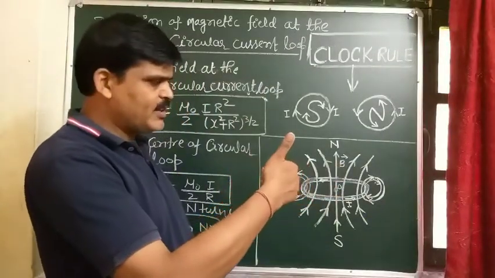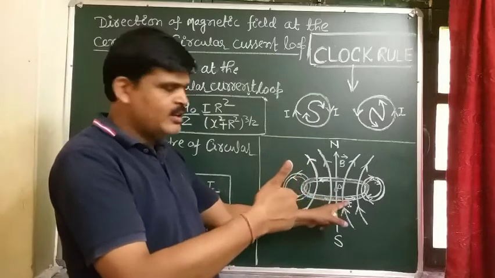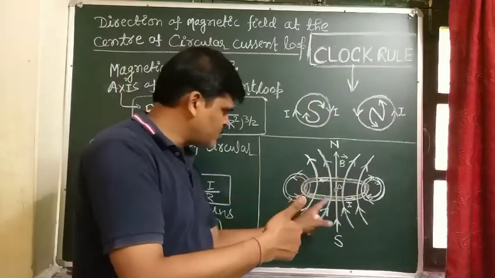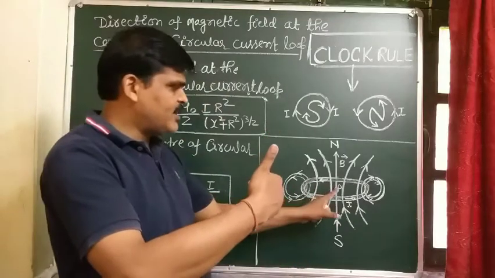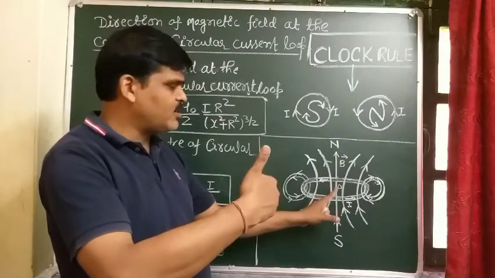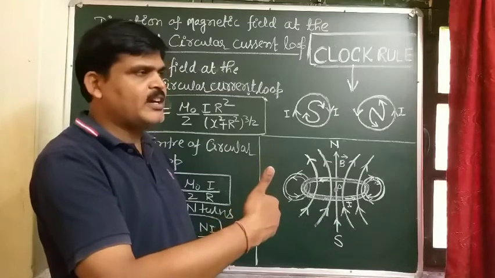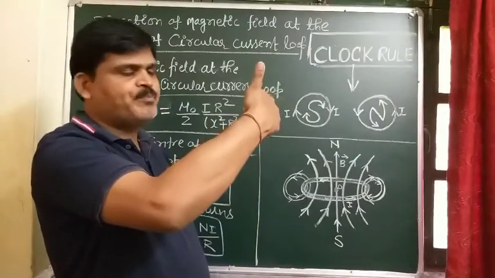So in anti-clockwise direction, it means the current is flowing into this circular loop anti-clockwise, then the magnetic field at the center of the circular current loop is directly upward.